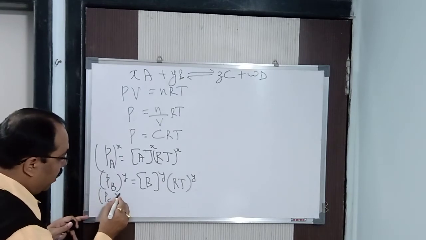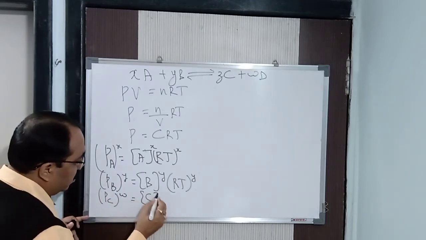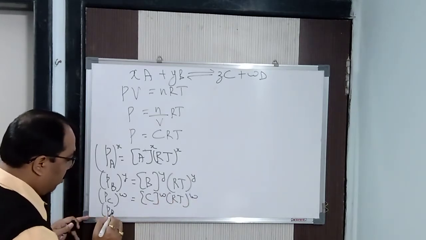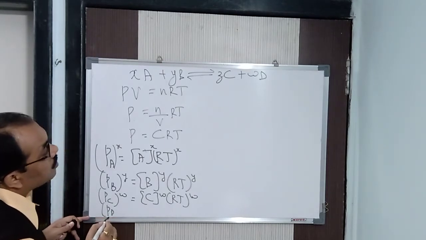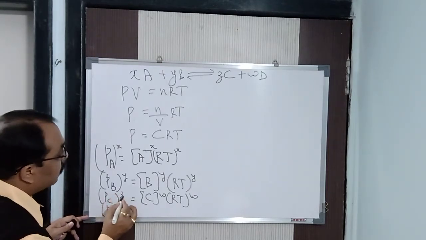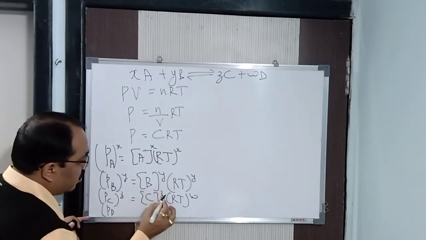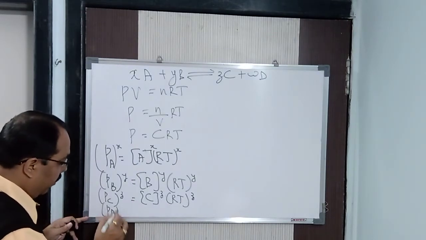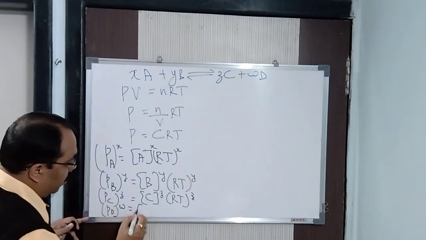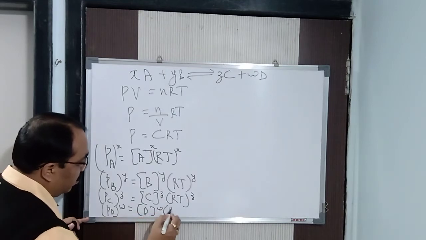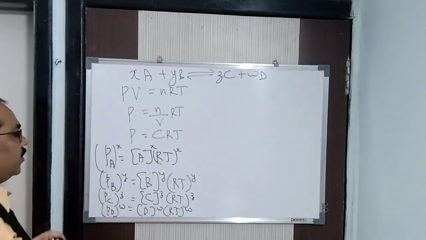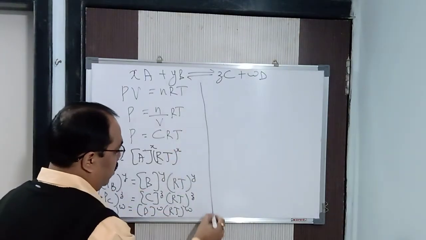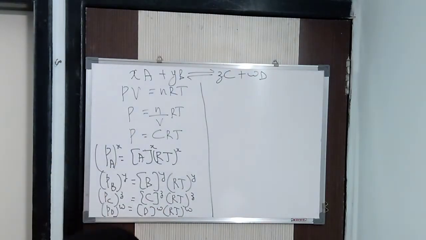The partial pressure of C to the power w is equal to the concentration of C to the power w into RT to the power w. Not C to the power w, it is C to the power z. So it will be the concentration of C to the power z into RT to the power z. Now next is the partial pressure of D to the power w, which is the concentration of D to the power w into RT to the power w. Fine. Now we will use these values, as you can see here, in the equation.